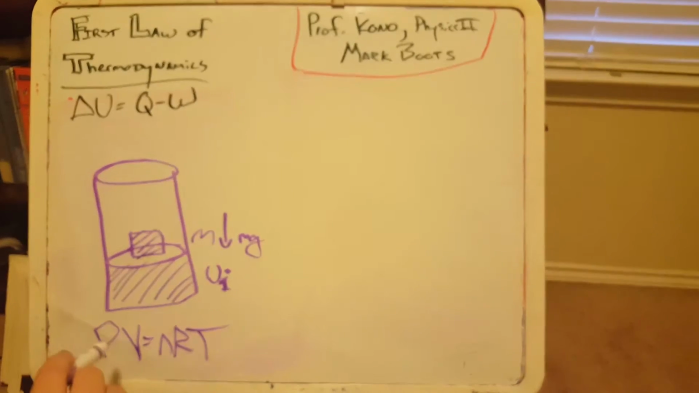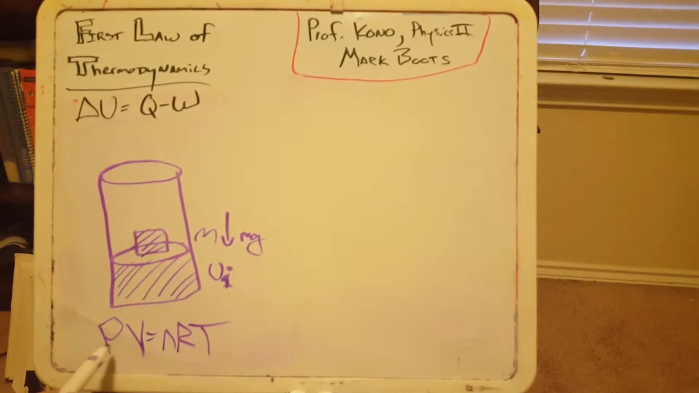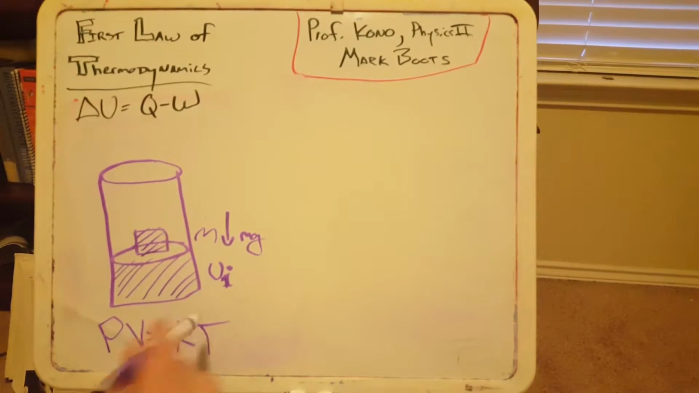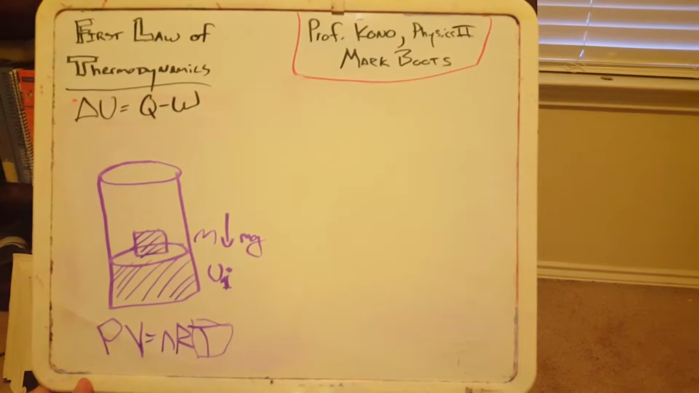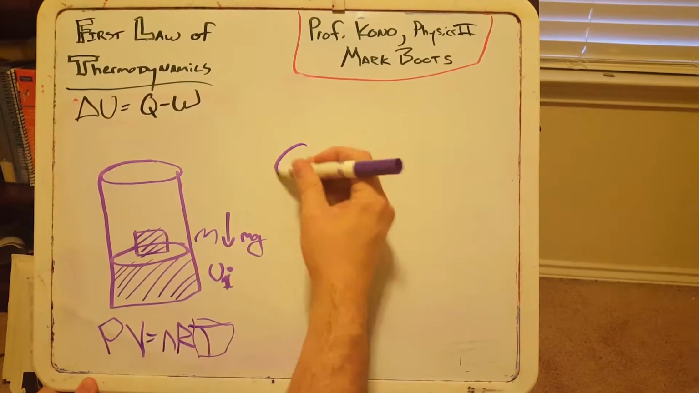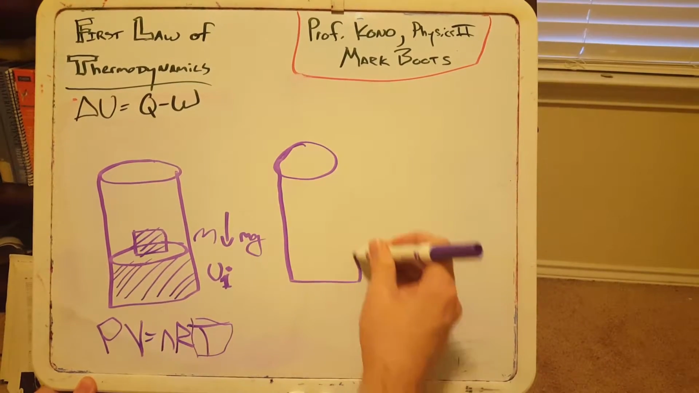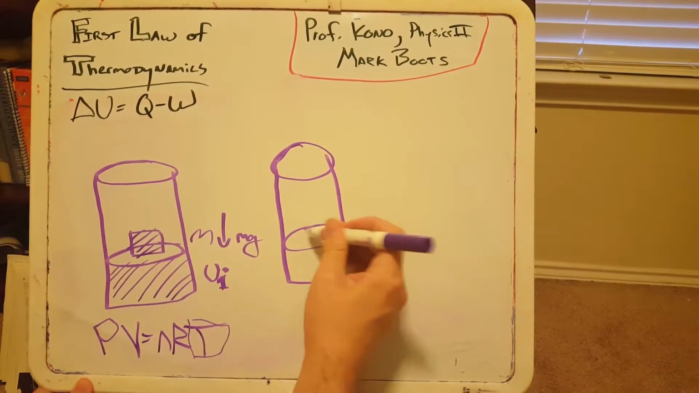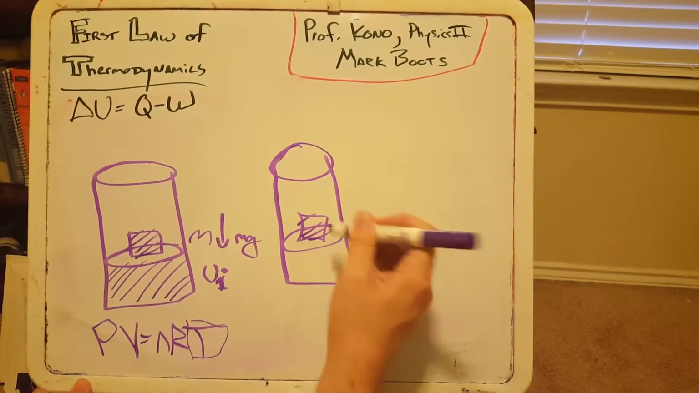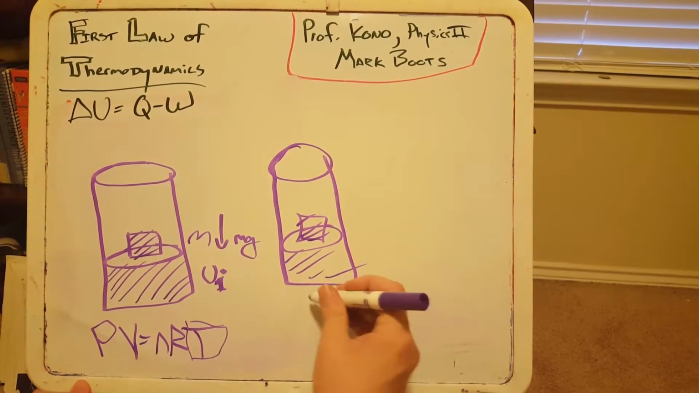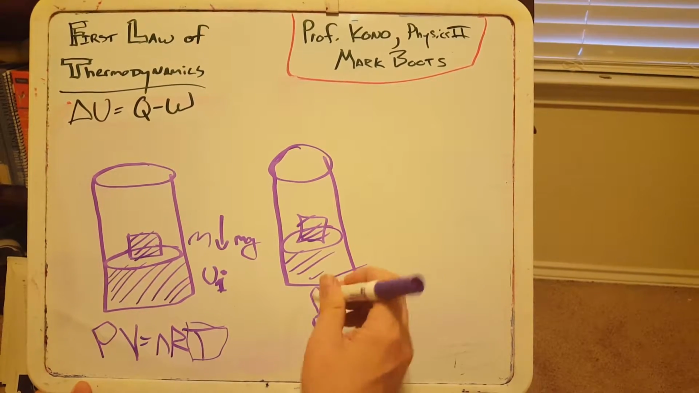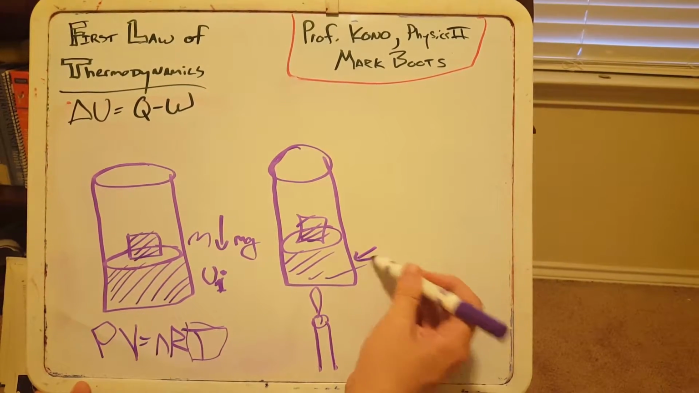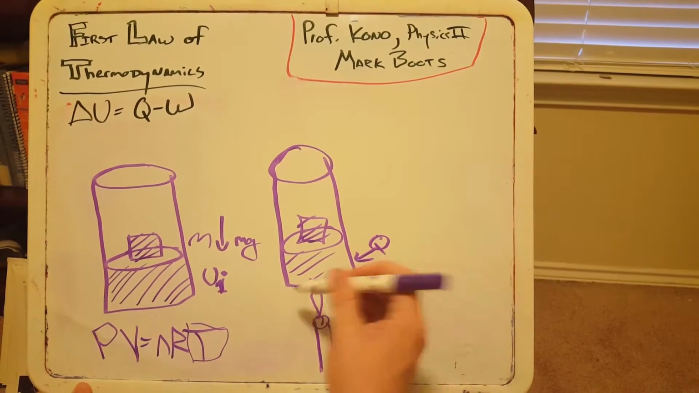So what happens if we change one of the variables in this system? Let's say we change the temperature of the system. What would happen? Let's look at it like this. Let's draw again the same cylinder, there's the mass, the piston, and let's stick a little Bunsen burner under it, the flame. And now we are putting heat into the system.